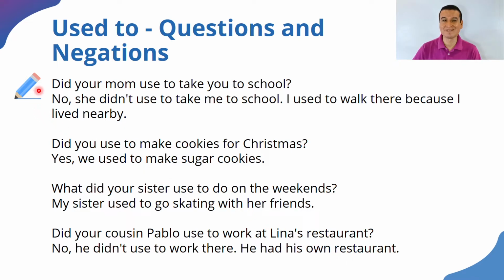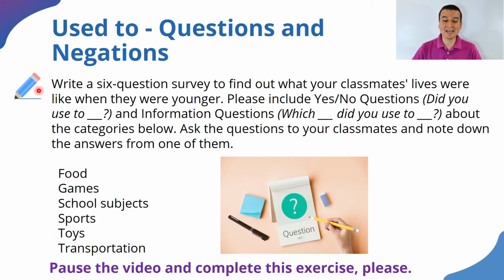All right. I have one final activity for you. Let's look at it. Write a 6-question survey. A survey is a list of questions that we ask people in general. We can ask several people questions to gather information about a topic that we're interested in. And it's a 6-question survey. It means questions 1 through 6. To find out what your classmates' lives were like when they were younger. So you're going to interview, you're going to survey your classmates.